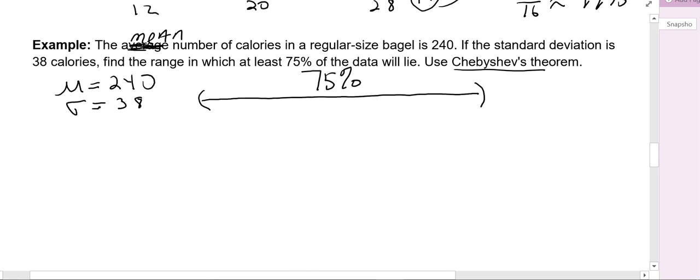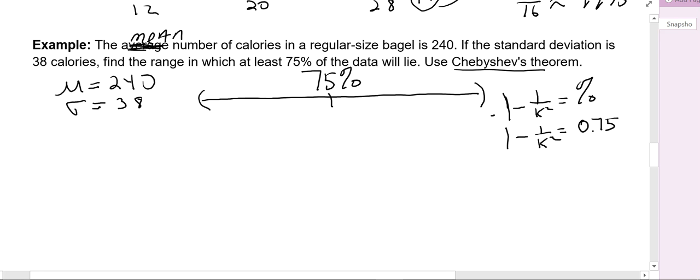Chebyshev's theorem tells me the relationship between the percentage of data and the number of standard deviations is given by 1 minus 1 over k squared, and that's associated with the percentage, correct? Well, in the previous problem, I was able to find k because I was given the endpoints and I knew the distance. Now I need to find the endpoints. Well, we're going to solve this for k. 1 minus 1 over k squared is equal to 0.75.